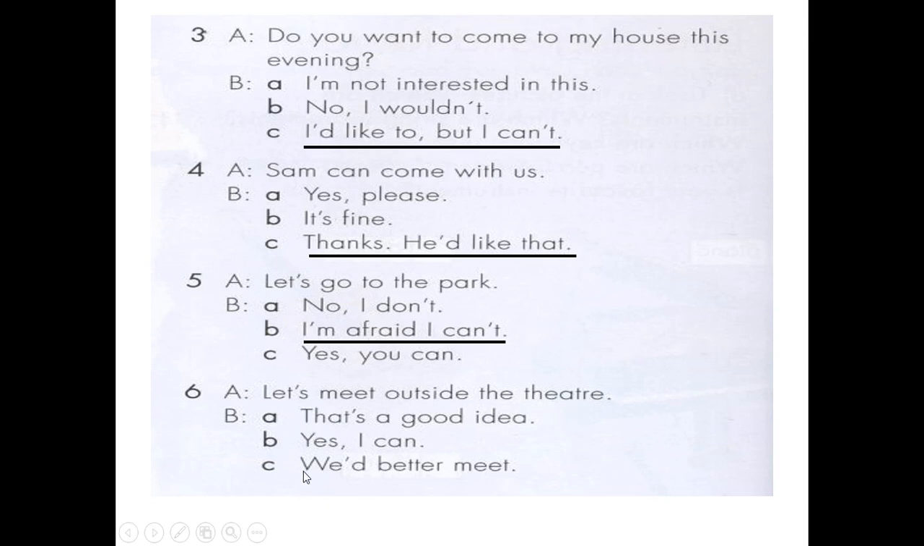6, let's meet outside the theater. A, B, and C. That's a good idea. Yes, we can, and we'd better meet. Yes, so the answer is yes, that's a good idea. Let's meet outside the theater. That's a good idea. So as you see here in the 6 questions, it's all about making suggestion. With the table we learned earlier, you can take notes and do the exercise very, very easily.